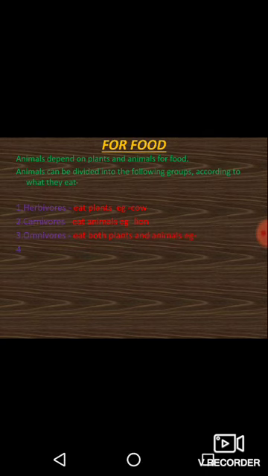For food, animals depend on plants and animals for food. Animals can be divided into the following groups according to their eating habits. First one is herbivores. Herbivores eat plants. An example is cow. Carnivorous, they eat animals. Example is lion. Omnivorous, they eat both plants and animals. The example is crow. Scavengers feed on dead animals.